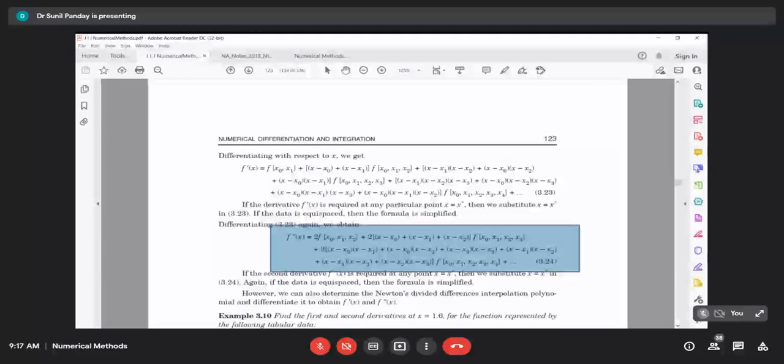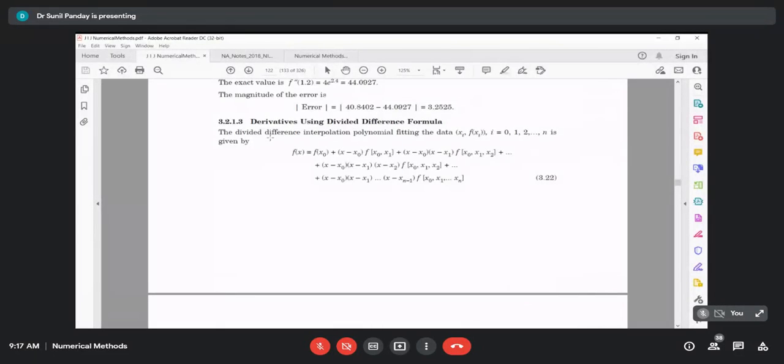These formulae are rarely used, but I am introducing them so you know these kinds of formulas are also available.